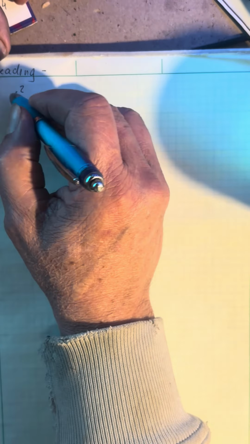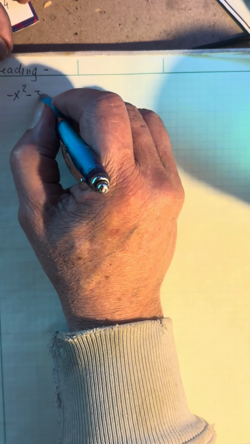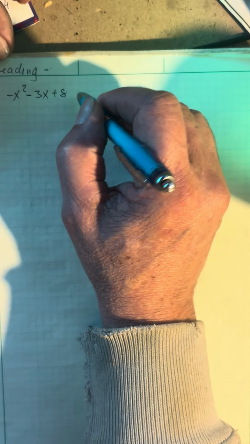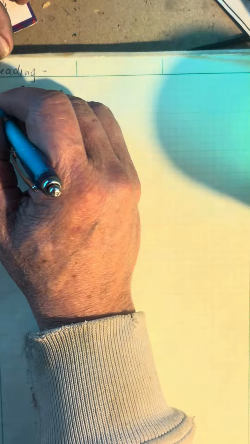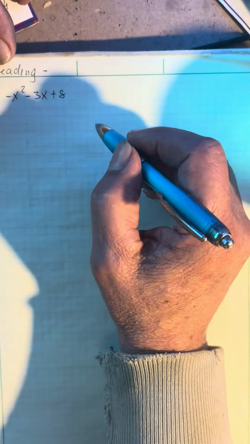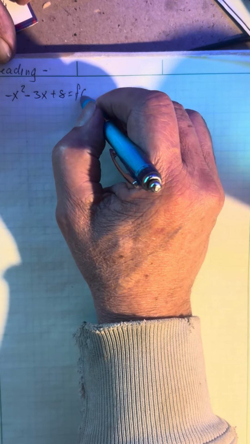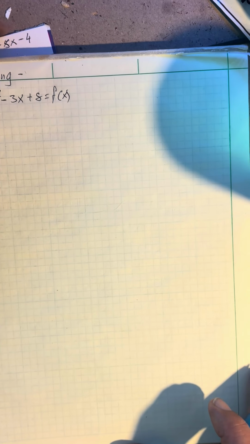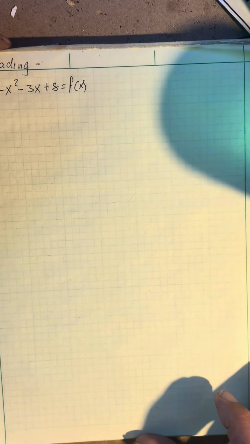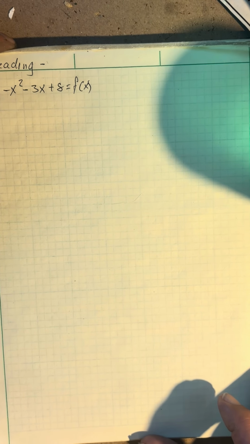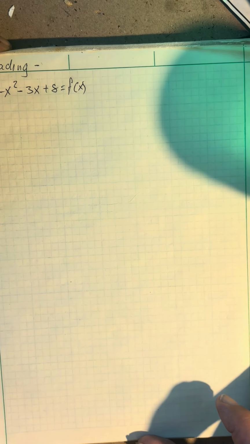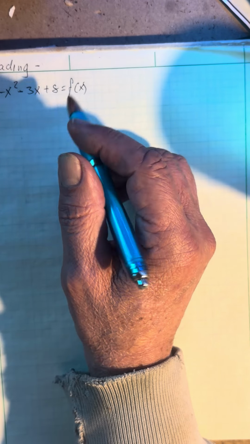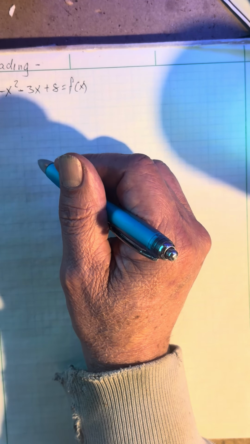So let's call this plus 8. And this is a function of y, which is equal to f of x. Let me change this a little bit and move it back to where it's supposed to be. Okay, so how do we do this?